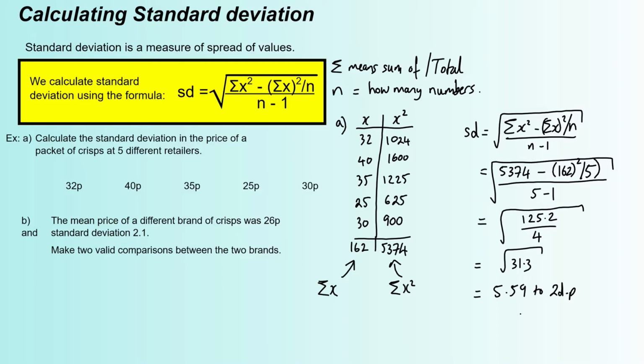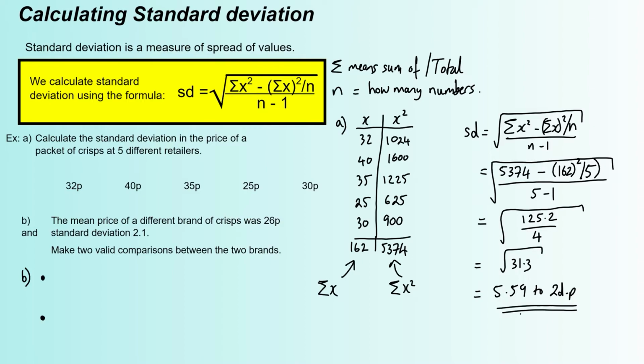Part A asked us to calculate the standard deviation, so that's us finished that part. Moving on to part B, I'm going to squeeze that in down here. It says the mean price of a different brand of crisps was 26 pence and the standard deviation was 2.1. Make 2 valid comparisons between the 2 brands. I'm going to bullet point these 2, normally they're worth 1 mark per bullet point.